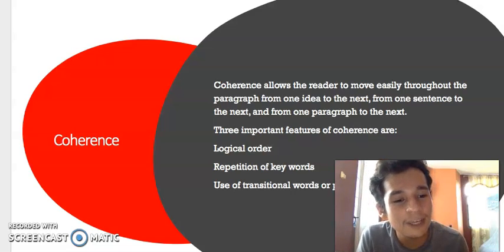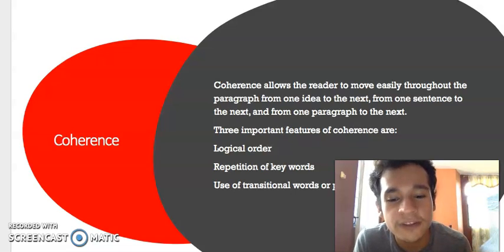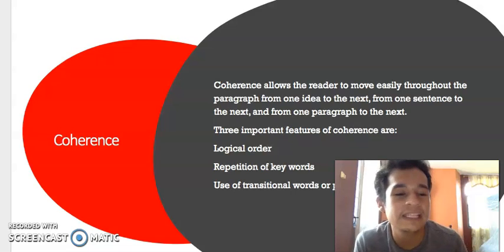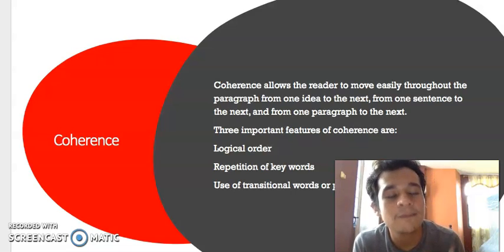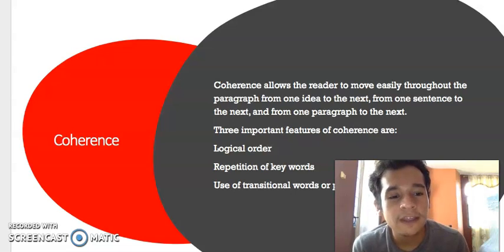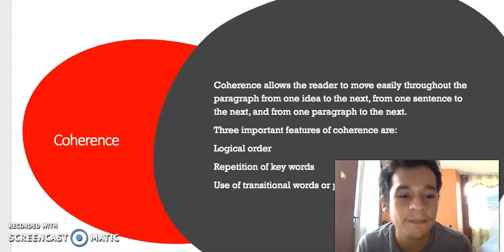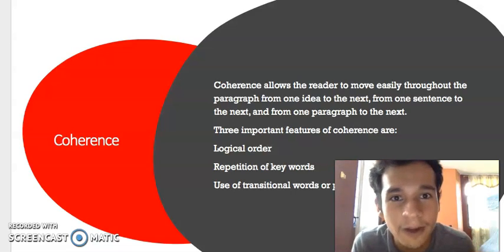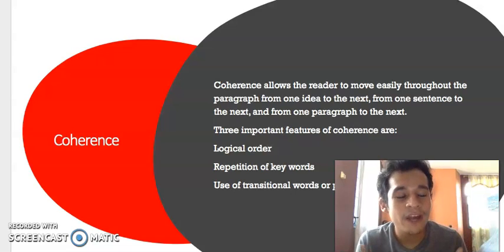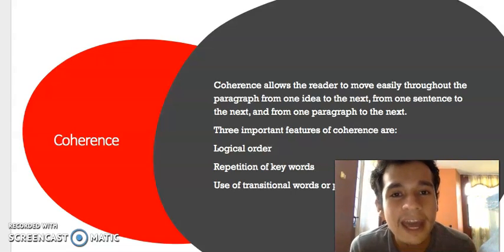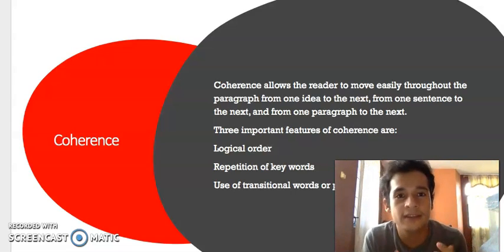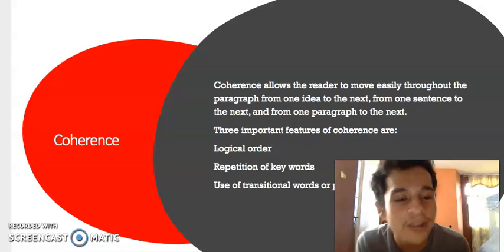Now, the repetition of keywords. The repetition of keywords is important because if a writer starts repeating words, then the reader can be very bored and cannot be interested in the writer's paragraph. So what a writer intends and tries to do is try to use synonyms and also pronouns to avoid these types of repetitions. And the use of transitional words or phrases.